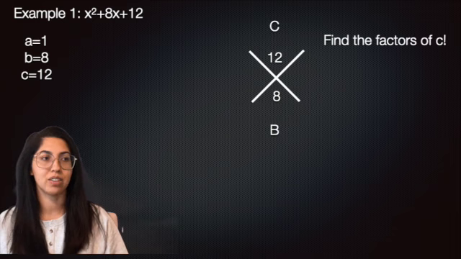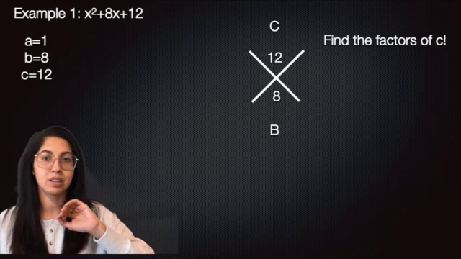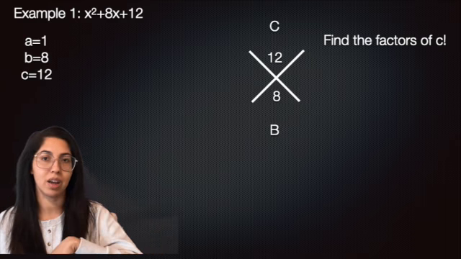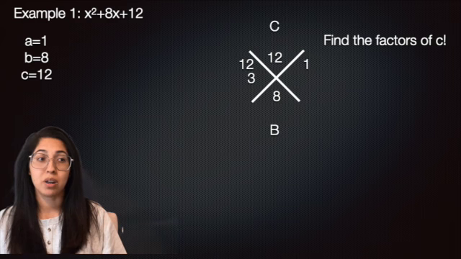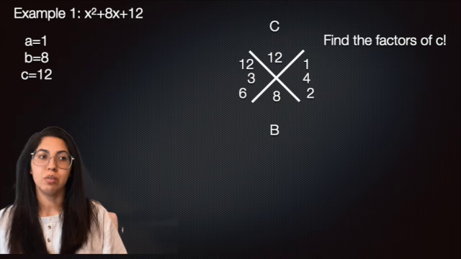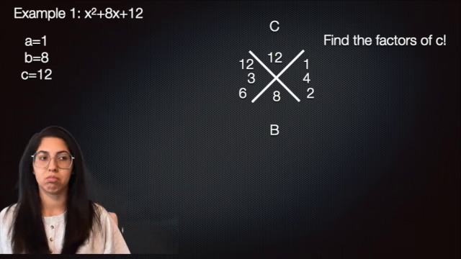Okay, so find the factors of C. So I'm ignoring B completely at this point. I don't care about that 8 right now. I care about the 12 up top. So we have 12 times 1, 3 times 4, 6 times 2. Okay, so once I feel like I've listed out all of my factors, I'm good to go.